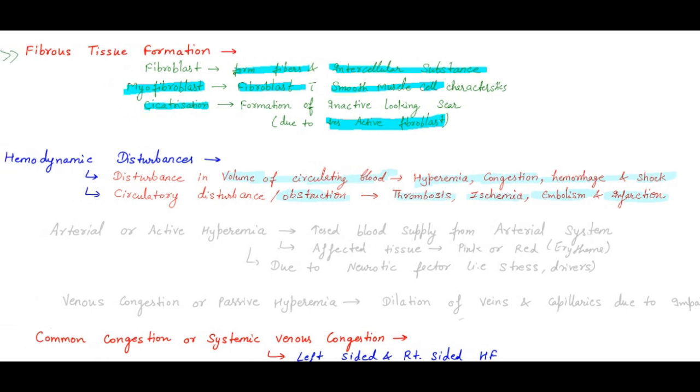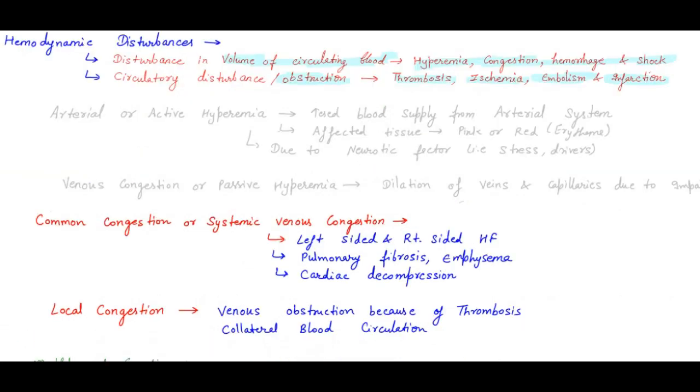Then we have arterial or active hyperemia. Remember, for arterial active hyperemia, there is increased blood supply from the arterial system. The affected tissue will be pink or look red. Erythema will be there due to neurotic factors like stress and drivers. Add one more thing, syncope. That will also lead to the arterial or active hyperemia.